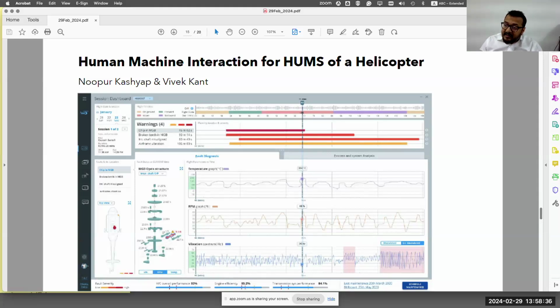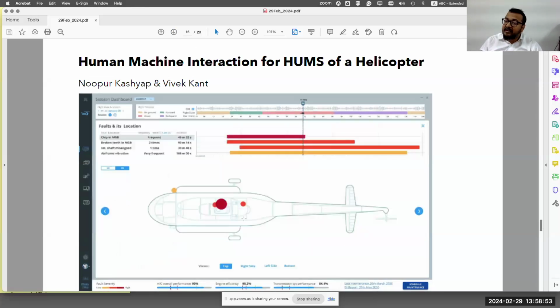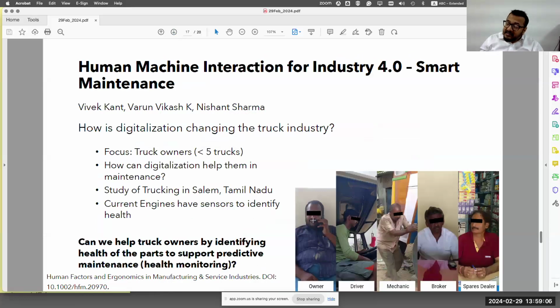Now here we know for certain that one sensor has failed. And because one sensor has failed, here we can show for certain that this is a problem. So in these ways, we are supporting the maintainer. Here's another example, another view of the same HMI. Here we are visually showing that this may be the problem exactly because we have found certain faults over there, right? This is another example of an HMI for smart maintenance in the trucking industry.